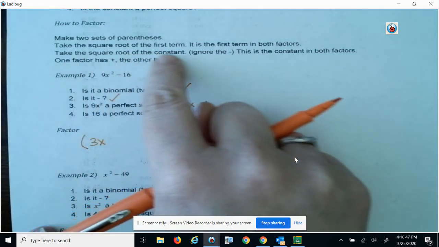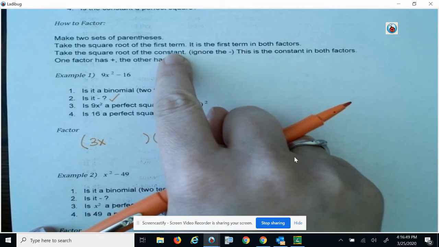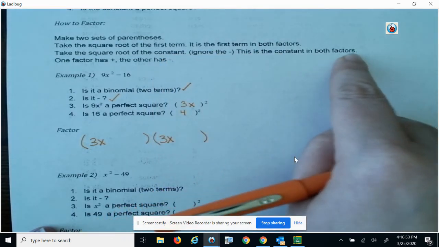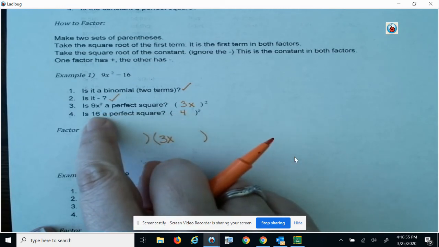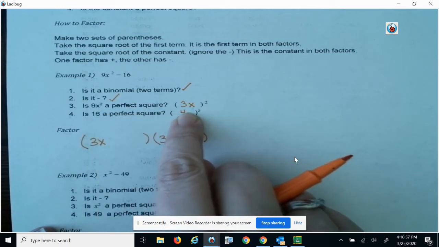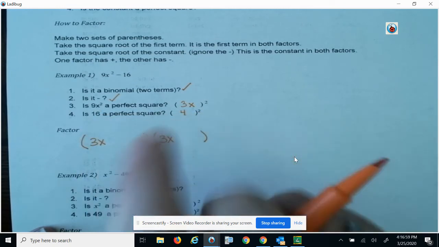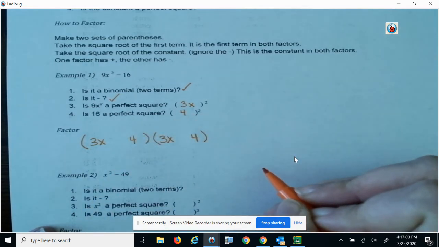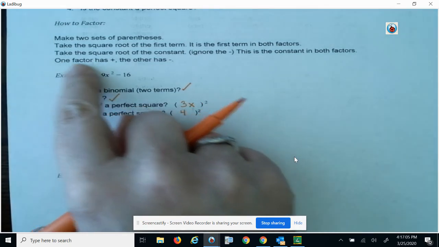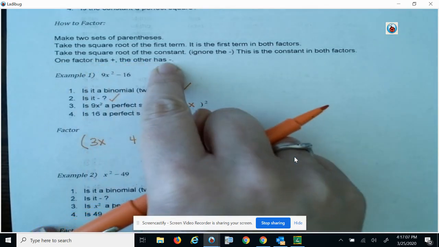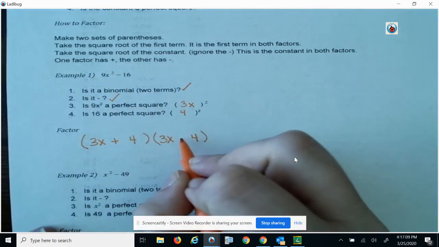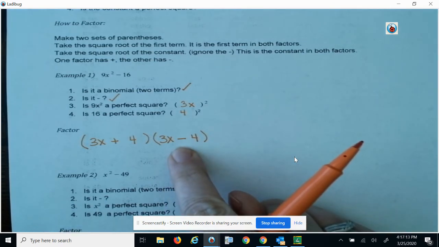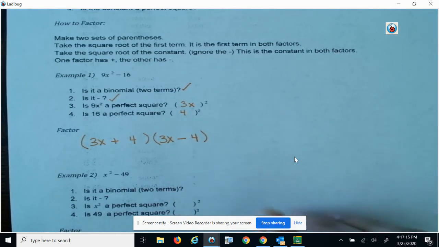Take the square root of the constant. Ignore the minus for now, and this is the constant in both factors. So the square root of 16 is 4 because 4 squared is 16. So 4 is the last term in both factors. Now one factor has a plus and the other has a minus. So we have 1 plus, 1 minus. And this is how you factor a difference of squares. That's your answer.